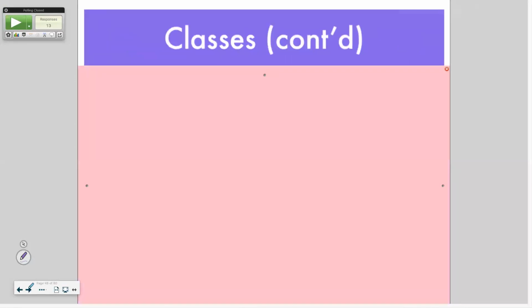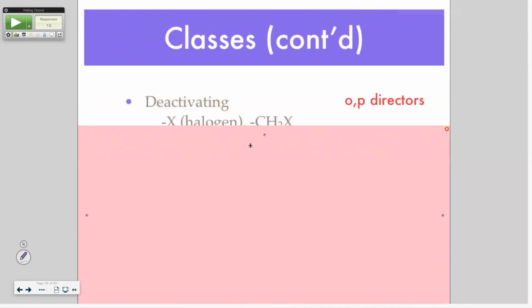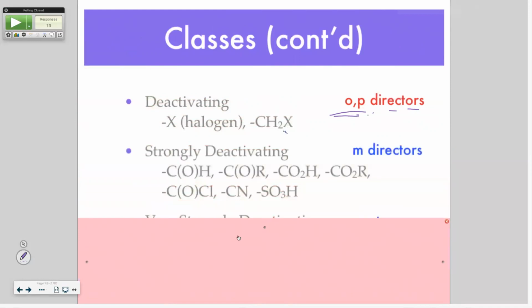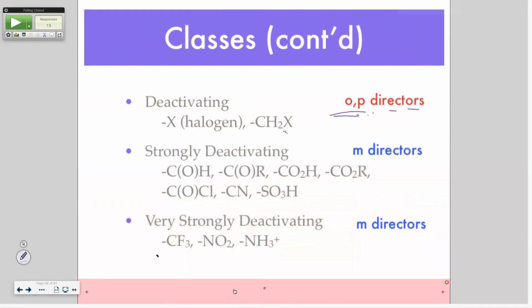Now here is the last one. This has the deactivating halogens. These are OP directors. Notice that having one halogen, it's still an OP director. But when you get to the other ones that have more than one, like CF3, those are strongly deactivating. Those are the meta.